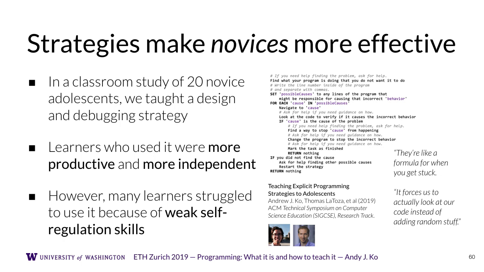So for those that were actually successful at using this and they were more productive, that was great. They said things like, they're like a formula for when you get stuck, or it forces us to actually look at our code instead of adding random stuff. But a lot of the other learners in the class, especially the ones who chose not to use it, struggled to use it because they had weak self-regulation skills. They told us things like, I know it will help, but I just can't force myself to follow the steps. It's just so boring. I just want to change stuff, right? So a lot of it was their ability to control their behavior that was preventing them from getting value from these strategies.